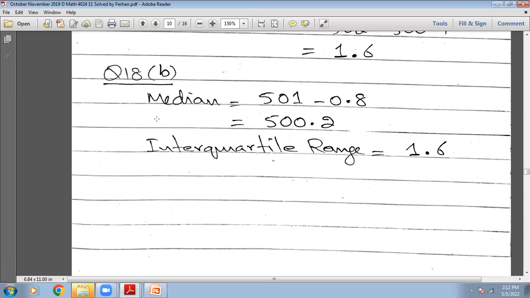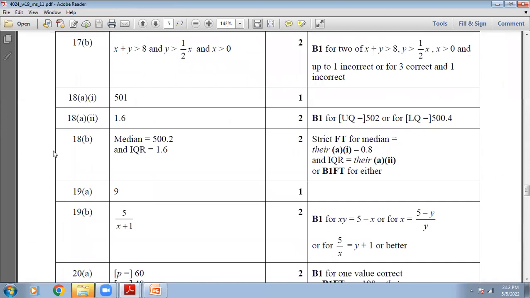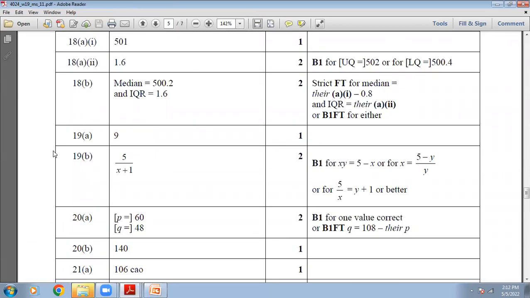The interquartile range is the difference of Q3 and Q1. Because both Q3 and Q1 were faulty, 0.8 more than the actual values, the difference has no effect. So the interquartile range will remain 1.6. So that is question number 18. Let's check what the marking scheme says. You see, this will be the corrected value and this will still be 1.6. So our answer is right, sir.